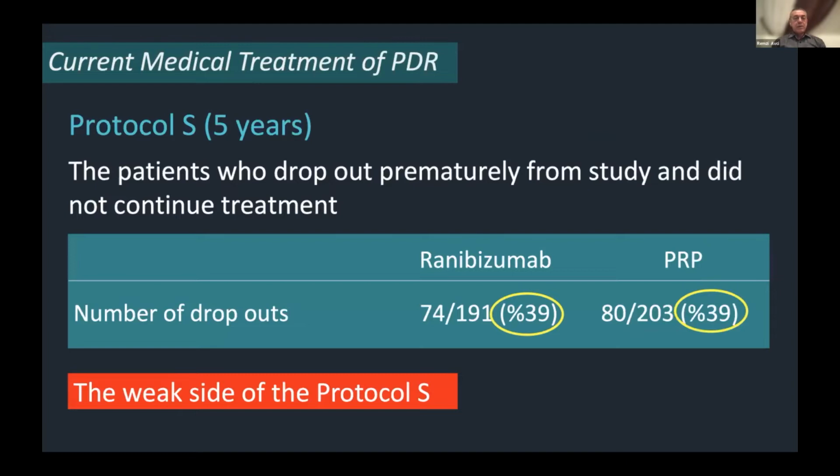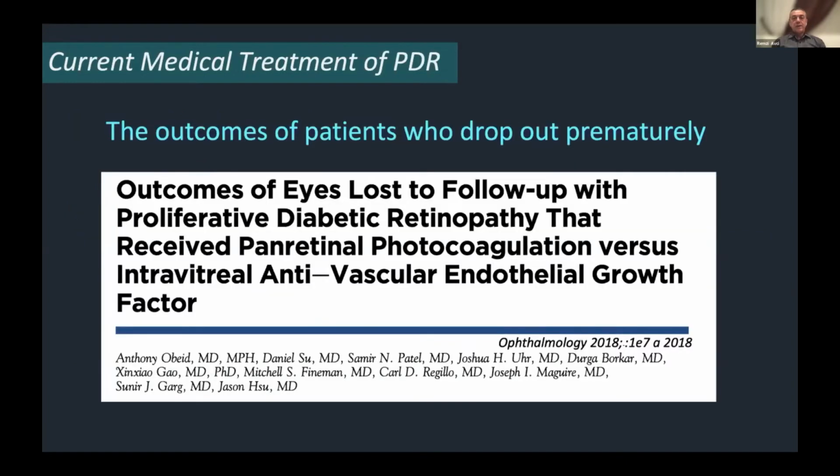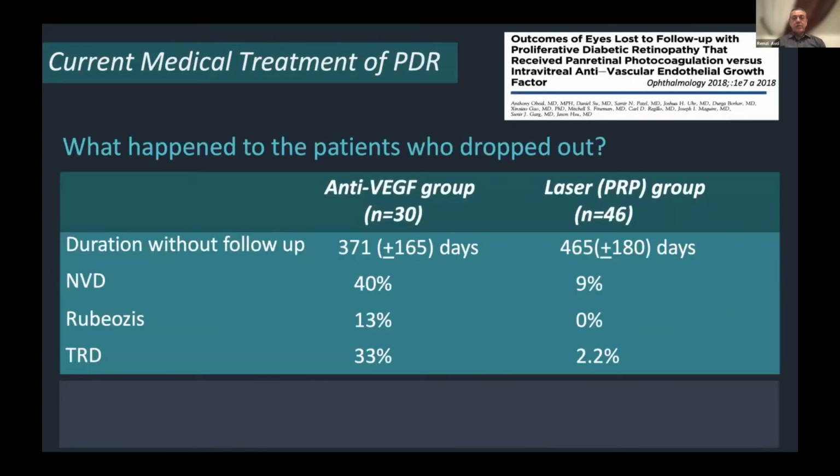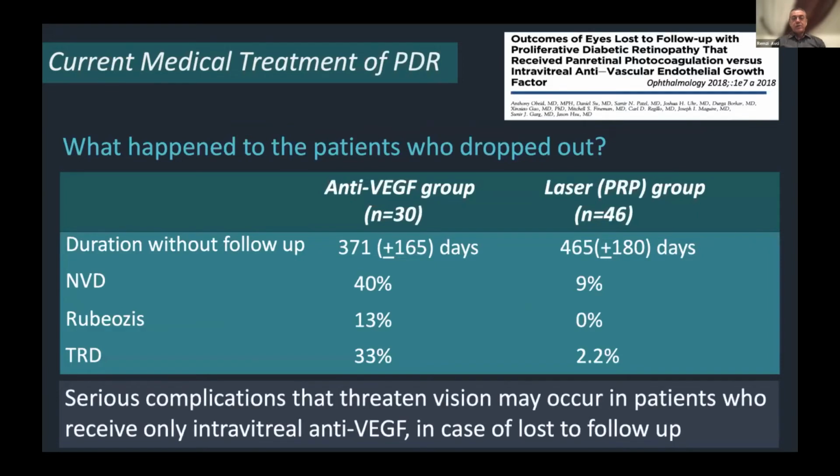However, Obeid et al. reported their results of patients who dropped out from the study. The duration without follow-up was about 1 year in this study, and they observed serious complications that threaten vision in patients who received only anti-VEGF treatment compared to the PRP group. In 40% of patients they observed neovascularization, in 13% of these it was rubeosis, and almost 1/3 of patients had tractional retinal detachment.